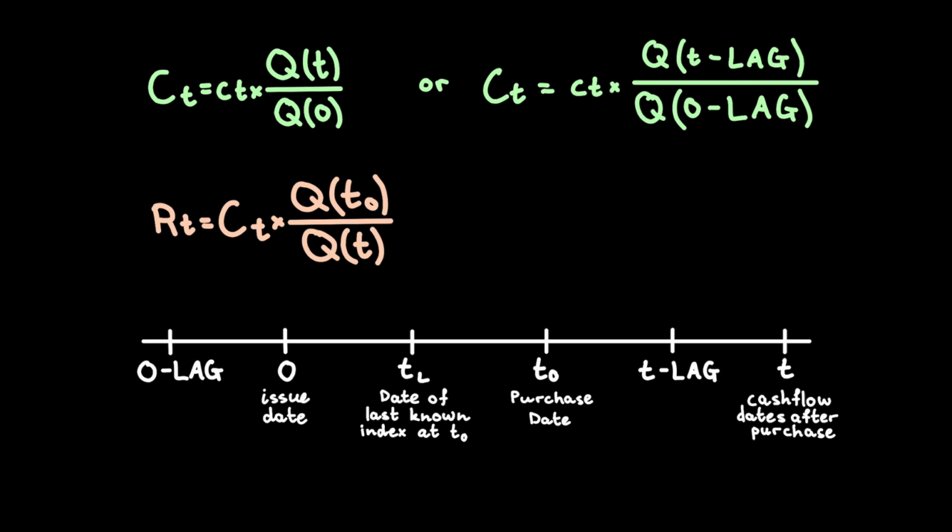Okay, so T over here is obviously the cash flow dates after purchase. And that's simple enough. I don't think it needs much explanation. But something that does is this lag that's appearing over here. So what exactly is this lag?